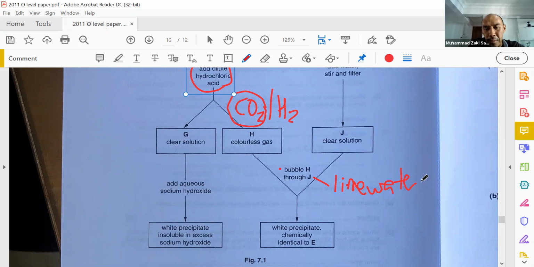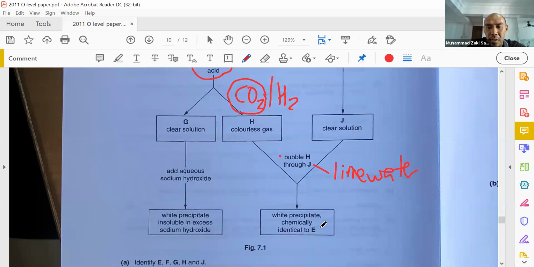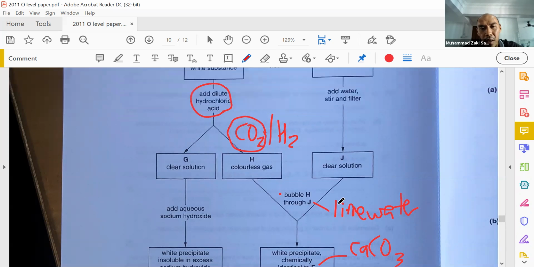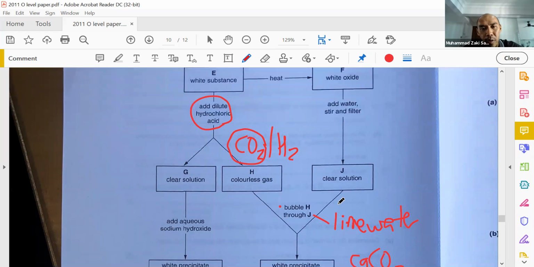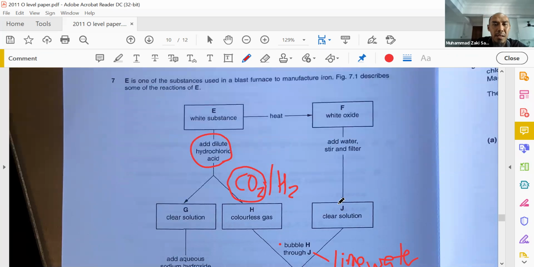Okay, and if you remember the PPT, they asked to identify... The PPT is called calcium carbonate. But you need to write down in the answer. So next, let us identify. Okay, so E is identified already. So this is calcium carbonate.